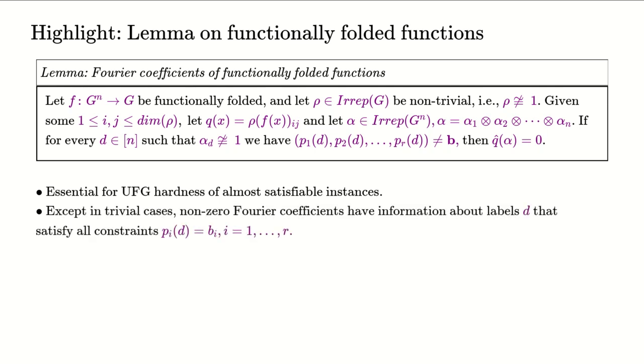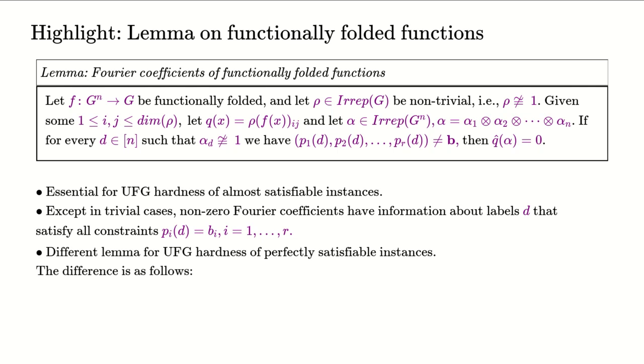In broad terms, this lemma says that once we exclude trivial cases, each non-zero Fourier coefficient of f will contain information about a label d which satisfies all the constraints pi of d is equal to the bi, where i goes from 1 to r. This will be useful since we work with functions whose Fourier spectrum is concentrated on coefficients corresponding to constant size representations.